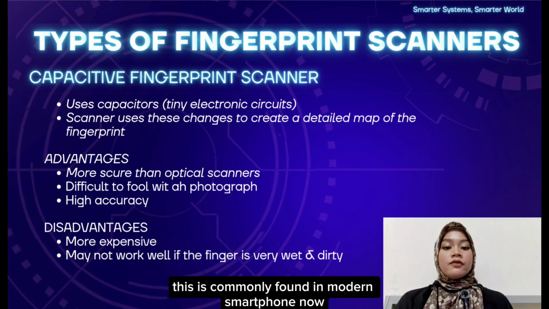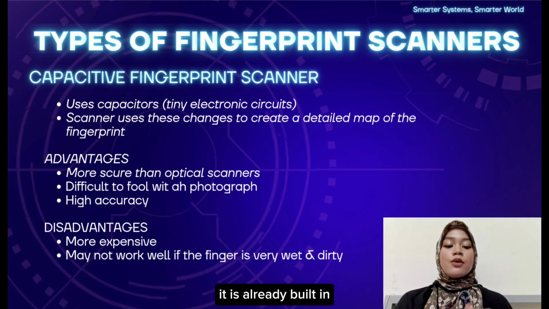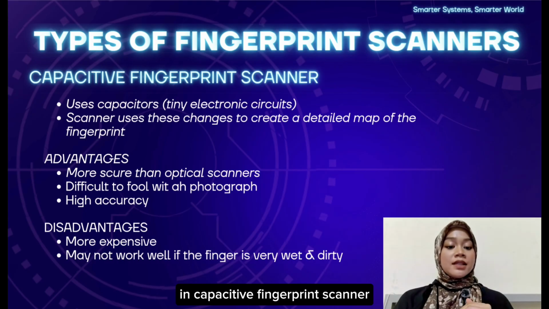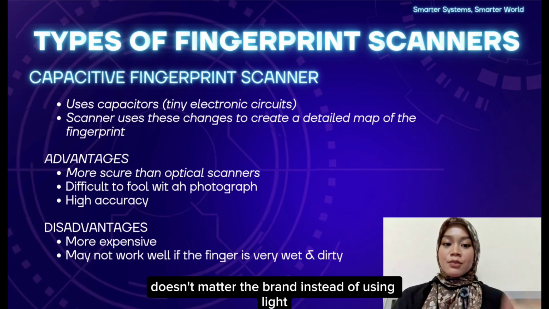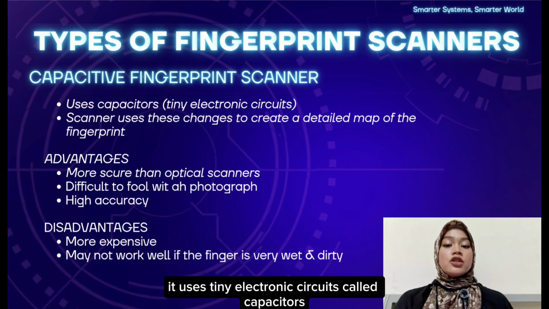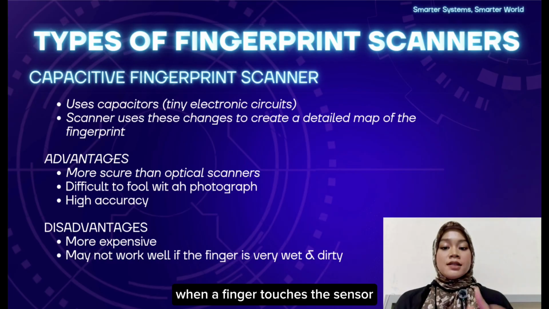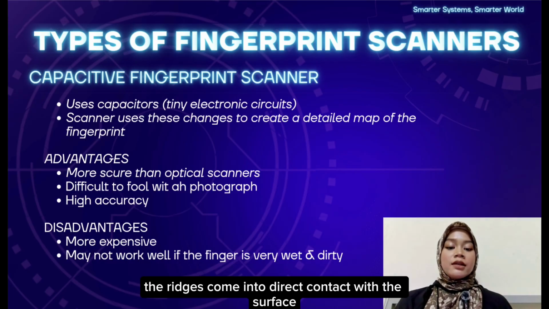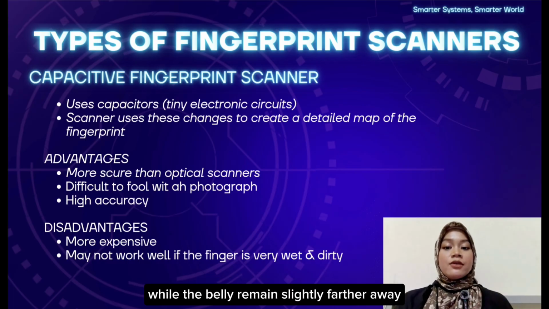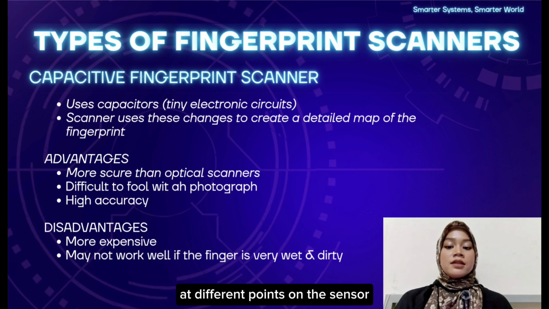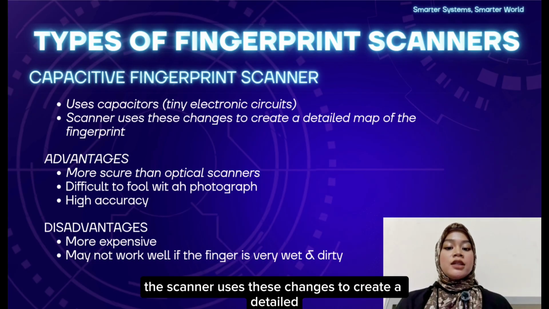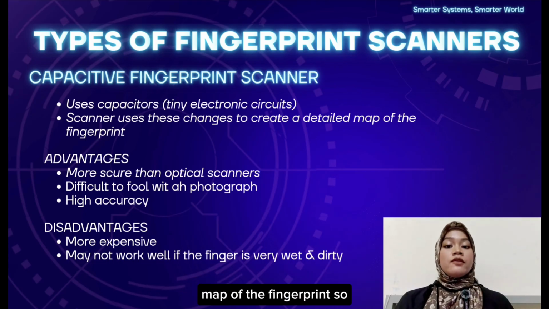Secondly, we have capacitive fingerprint scanners. This is commonly found in modern smartphones now. It is built into almost all the smartphones we have, no matter the brand. Instead of using light, it uses tiny electronic circuits called capacitors. When a finger touches the sensor, the ridges come into direct contact with the surface, while the valleys remain slightly farther away. This difference changes the electrical capacitance at different points on the sensor. The scanner uses these changes to create a detailed map of the fingerprint.